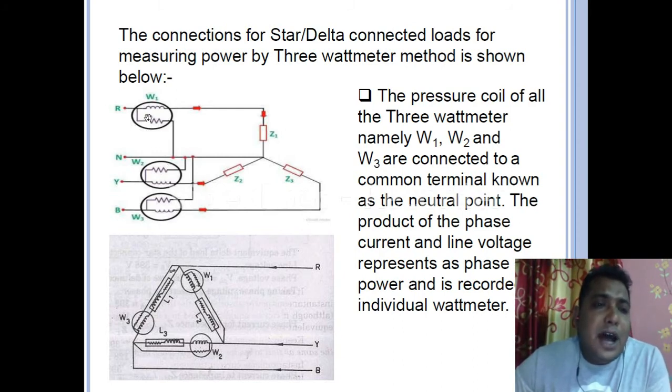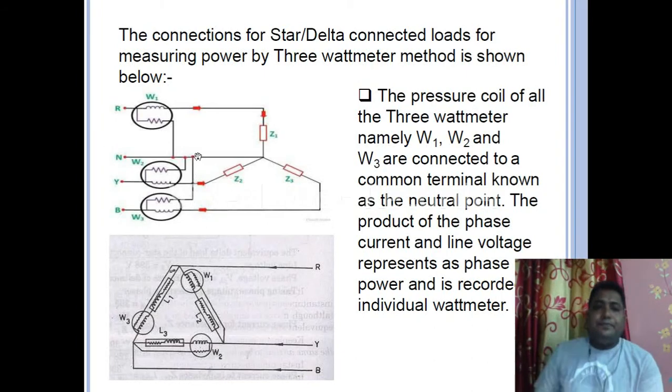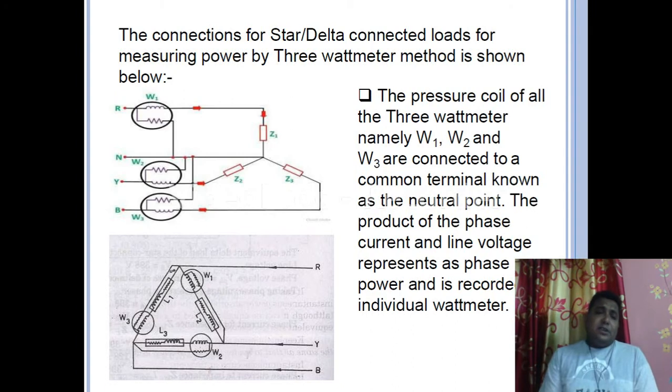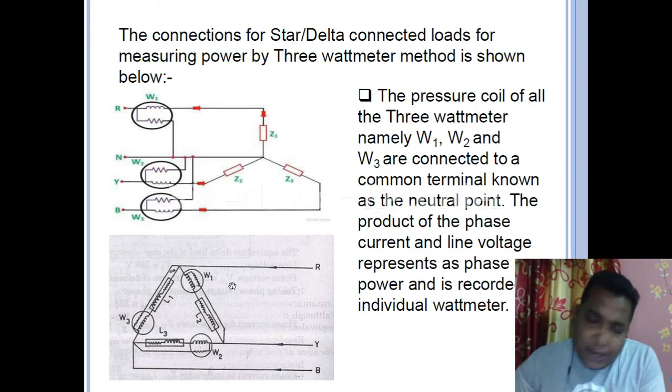In case of R phase, it is connected between R and neutral. In case of Y phase, it is connected between Y and neutral, and in case of B phase, it is connected between B and neutral. Okay. So this is the connection for the star or delta connected system, if we use the 3 wattmeter method. Now coming to the delta circuit.